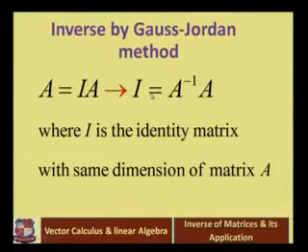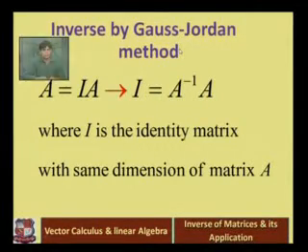Now we introduce one more method, that is the Gauss-Jordan method, also known as the elementary transformation method, because in this method we use row transformations, and that's why we also know this method as the elementary transformation method.